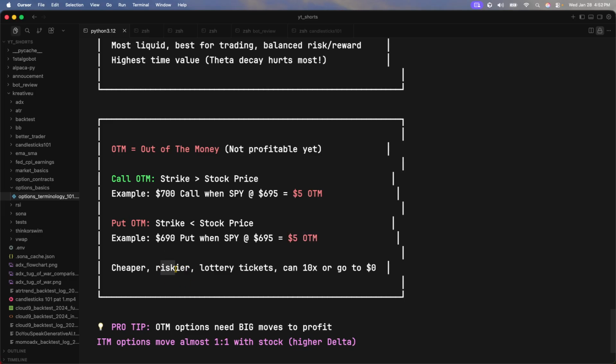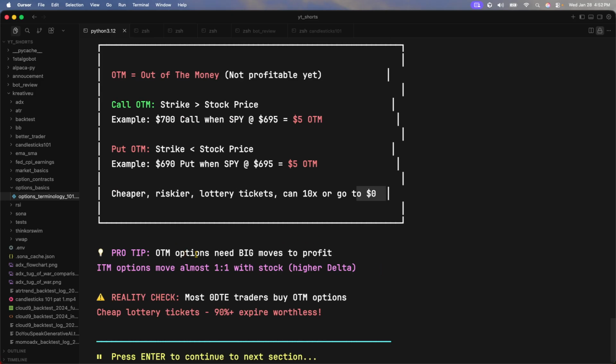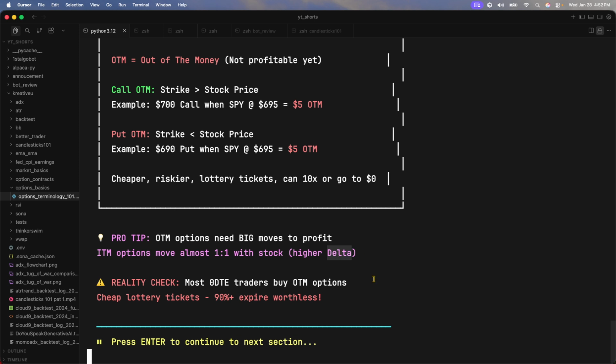So it's cheaper, it's riskier. These are kind of considered lottery tickets. They can go up 10x or go down to $0. Pro tip: OTM options need big moves to profit. ITM options move almost one-to-one with the stock, with higher delta. And delta is going to be the probability of profit, or for a one dollar move, positive or negative, right? That's how much your option contract is going to gain.